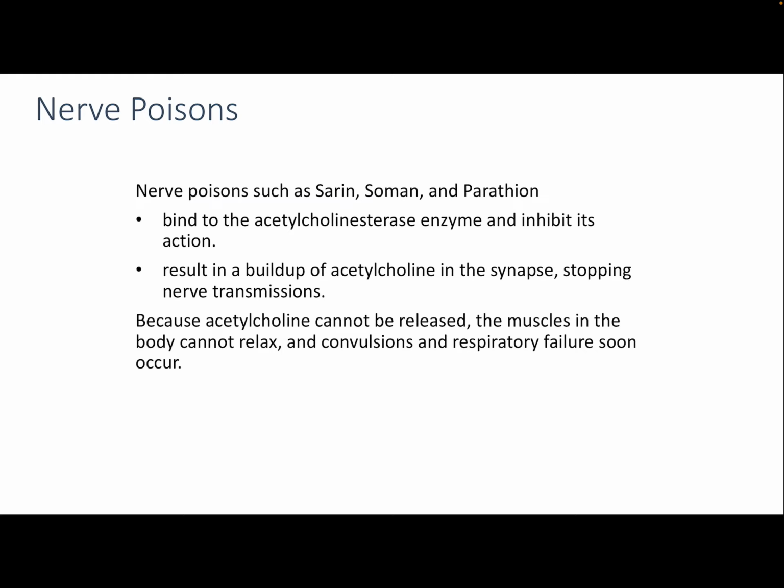Nerve poisons such as sarin, soman, and parathion bind to the acetylcholinesterase enzyme and inhibit its action. So this is a different situation. This is if you get injected with one of these poisons, where normally the way that you relax your muscles is that the acetylcholine gets broken down by an enzyme, so then it's not sending the signal to tighten your muscles, flex your muscles. And so that's normally how you stop flexing your muscles, because you have an enzyme that does that. But these poisons knock that enzyme out, so they inhibit its ability to remove acetylcholine from the synapse.